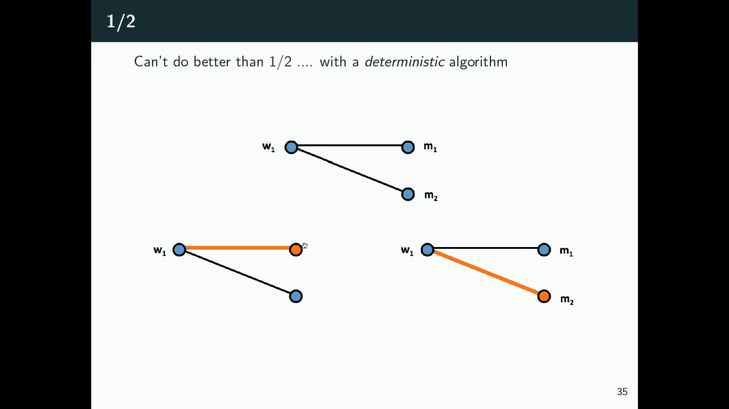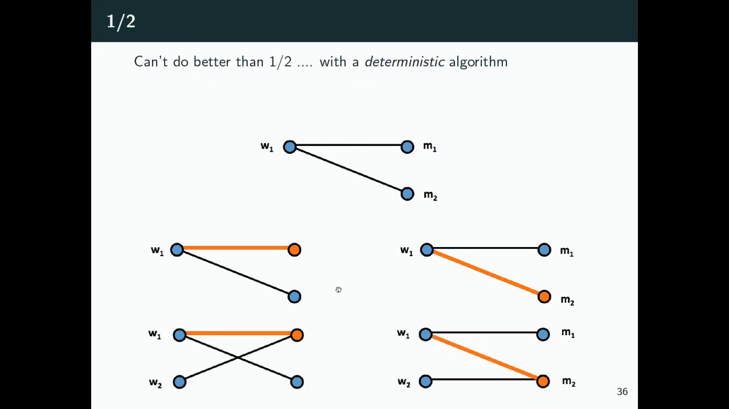But whatever you do, the adversary knows your algorithm, so the adversary is just going to make sure that you screwed up. If you matched her with man one, then woman two will show up, who can only be matched with man one. If you match her with man two, woman two will show up, who can only be matched with man two. So your matching will be of size one, whereas in both cases the optimal matching has size two. And I can repeat this, of course, any number of times to get a graph as large as I want, but the point is that your algorithm is not going to get better than 50% in this kind of situation.